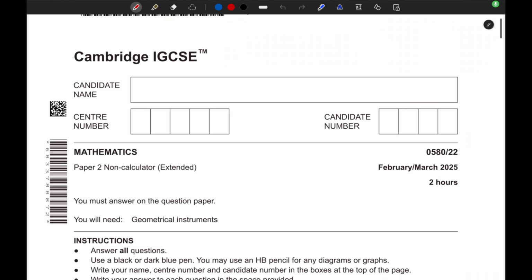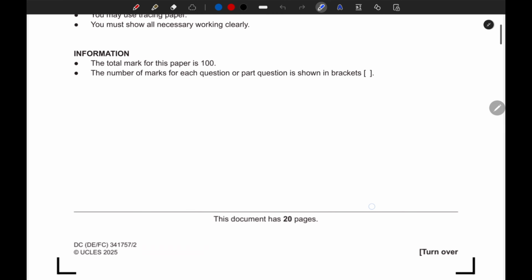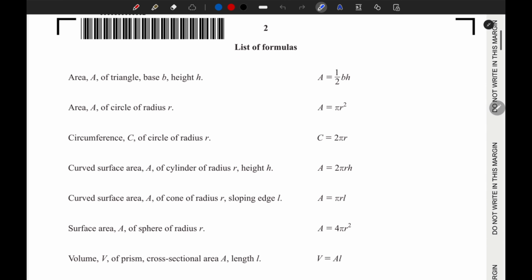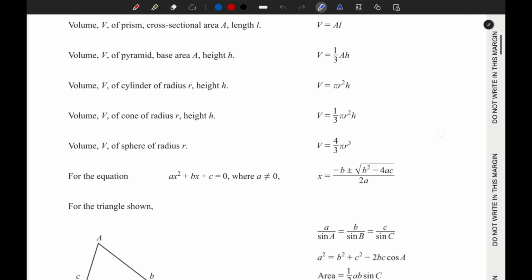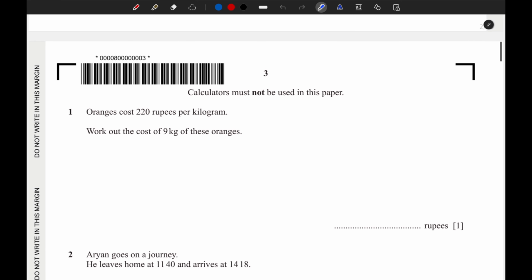Friends, so today we are doing Cambridge IGCSE Mathematics paper 2. This is a non-calculator extended paper, from February/March 2025, and it is for 2 hours. So we are not going to use a calculator in this. You will also be given the list of formulas which you can use for doing the questions. Okay, so let's start with our first question.